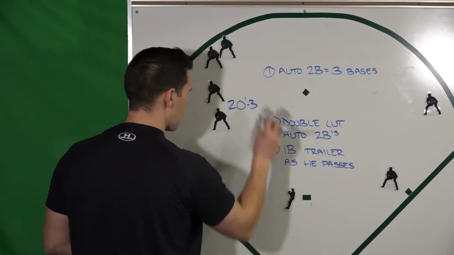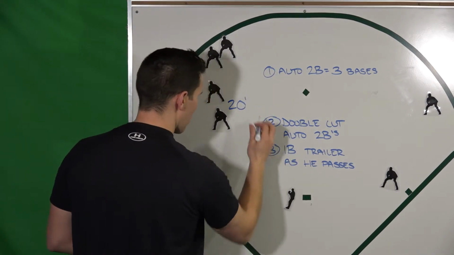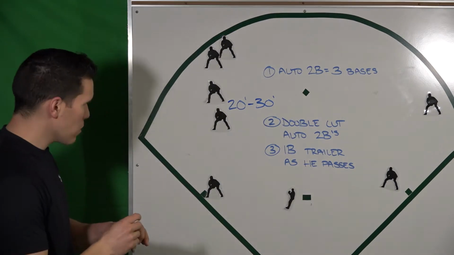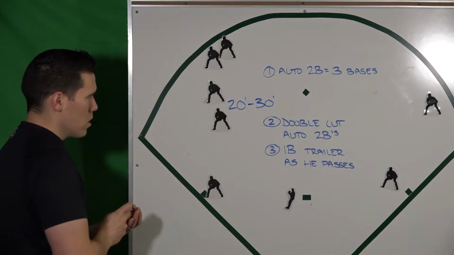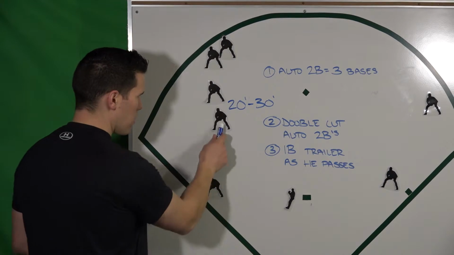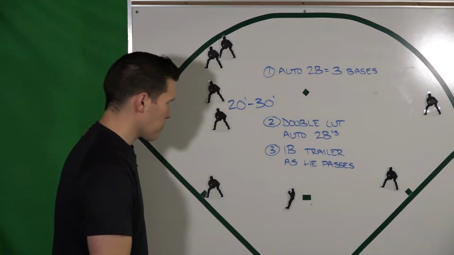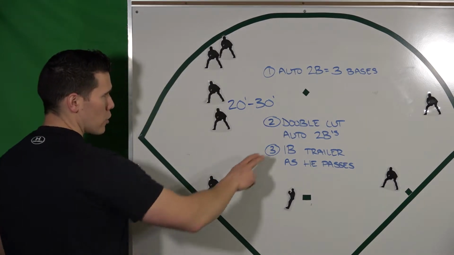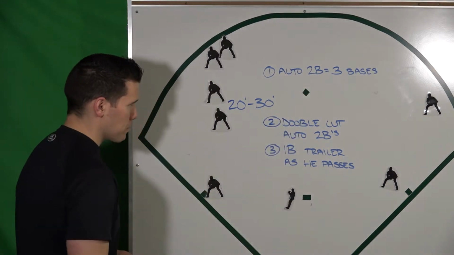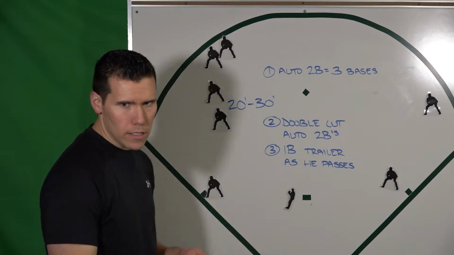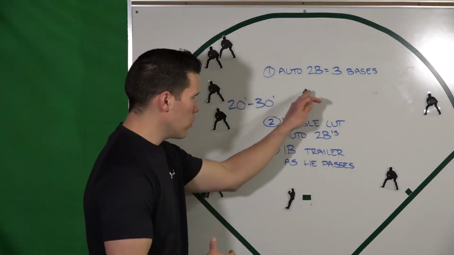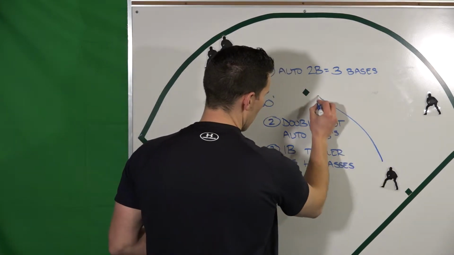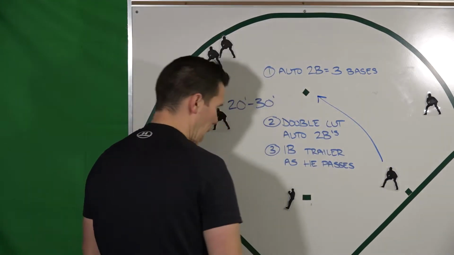Let me fix that. So he's our trailer by about 20 to 30 feet right here. Okay? The reason why is if it's an overthrow or underthrow that gets by him, we want him to be able to back it up. The first baseman then needs to be the trailer at second base. So as the runner passes you as a first baseman, I want you to head to second base for a possible back pick.